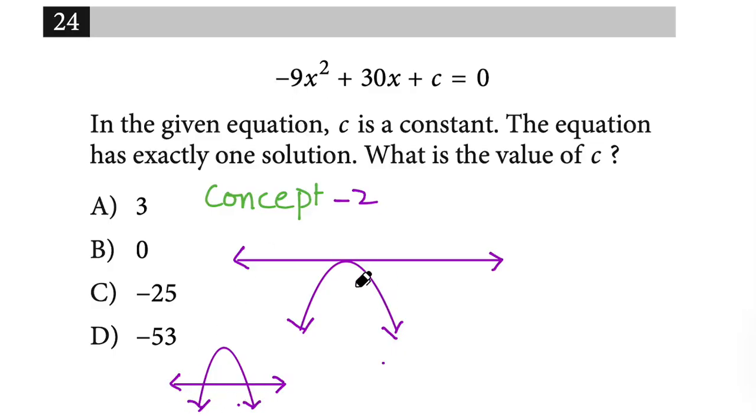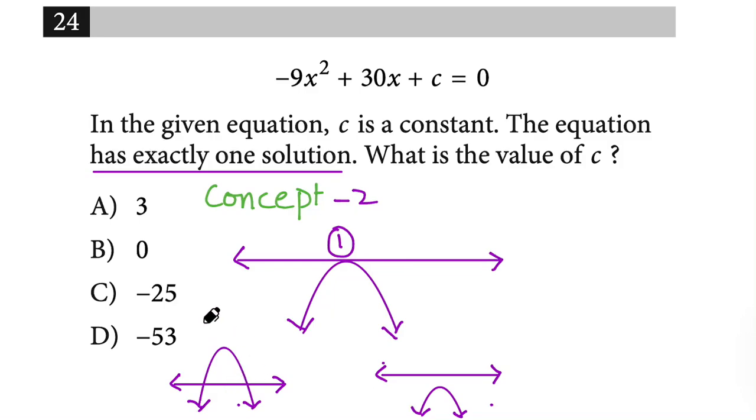Because a is less than 0, I am drawing a downward parabola. So here it is touching the x-axis, here it is intersecting the x-axis at two points, and there can be a third situation where it is not at all touching the x-axis. So these three situations are possible. Now when it touches the x-axis at one point, that means it has exactly one solution. So this case 1 has exactly one solution.